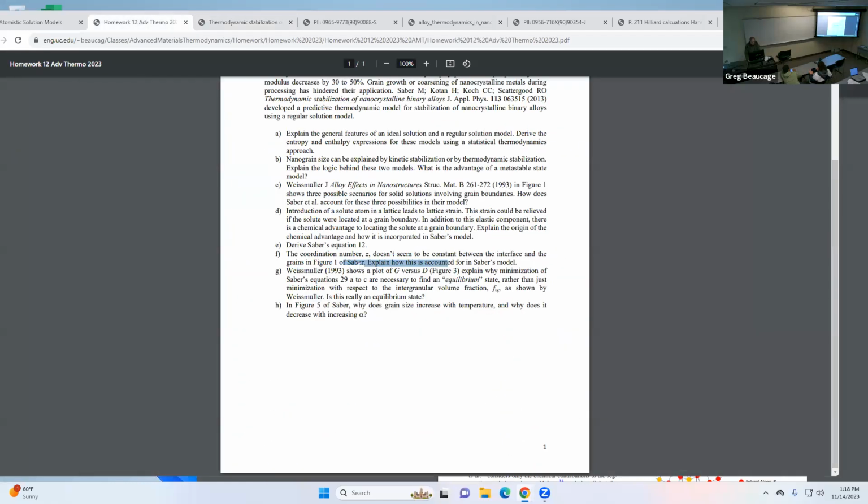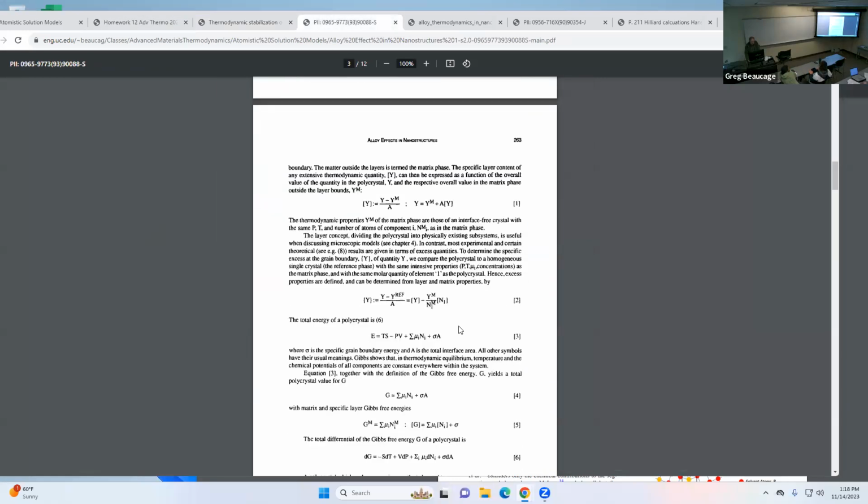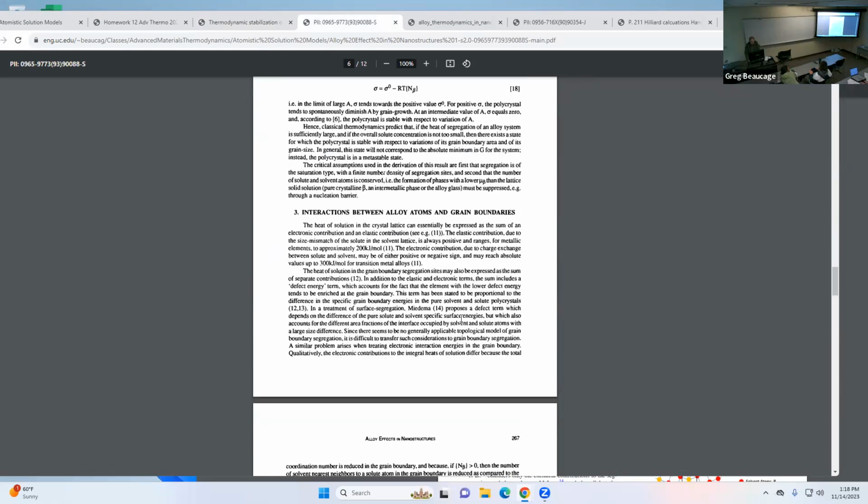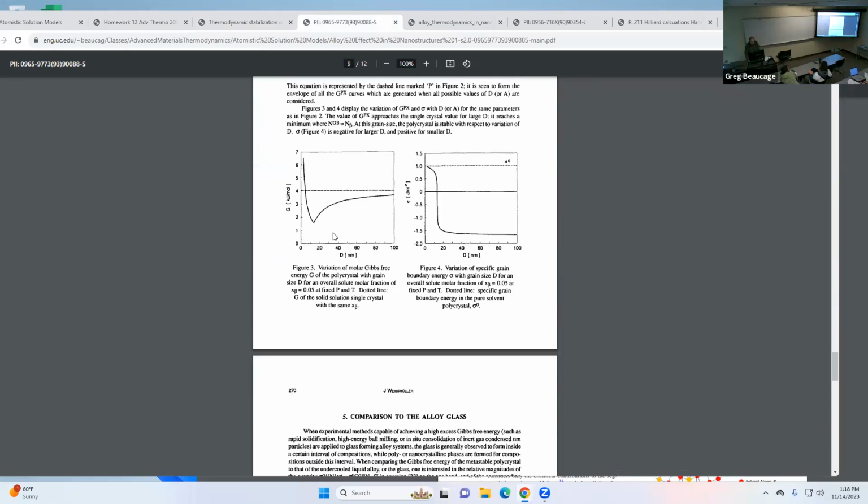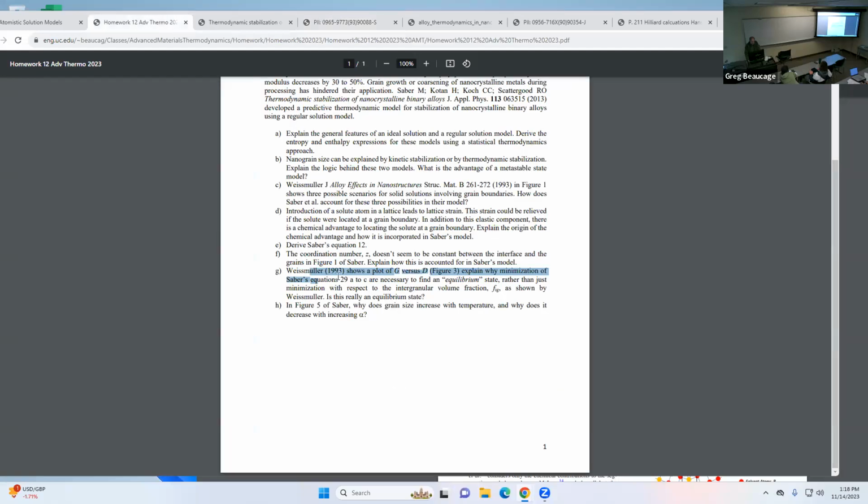So that's kind of simple. There's more than 5 things here, so some of them are simple, some are not. Then Weissmuller shows this G versus D minimization, right? So he's going to take the free energy, find the minimum, and then get his magic size. That's a metastable crystal size under those conditions. And then Saber has those 3 minimizations plus the mass balance.